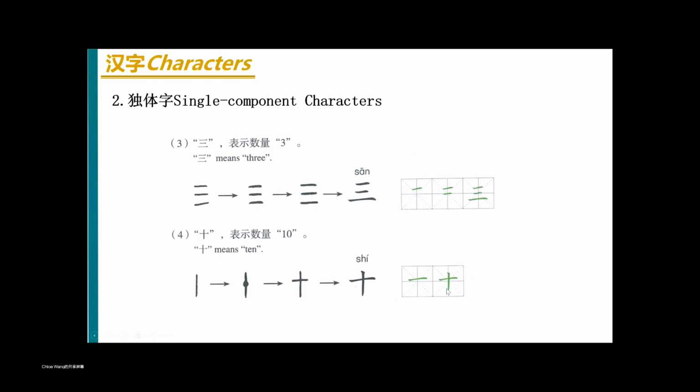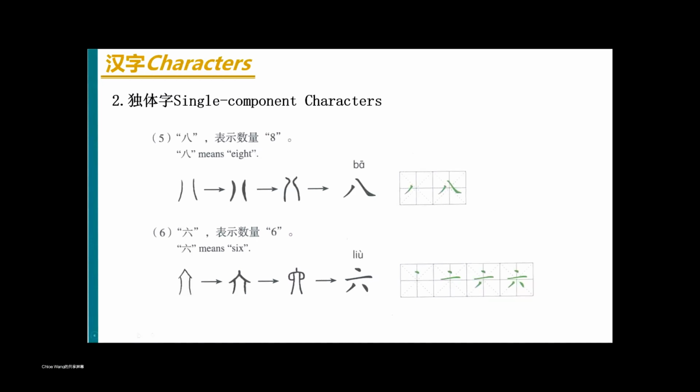Next one, 十, we just learned. 十 means 10. Number 8, 八, 八. First 撇 and then 捺. Number 6, 六, 六. 点, 横, 撇, 点. So 六 is combined of 4 strokes. 点, 横, 撇, 点. Okay, that's all for today's character learning.